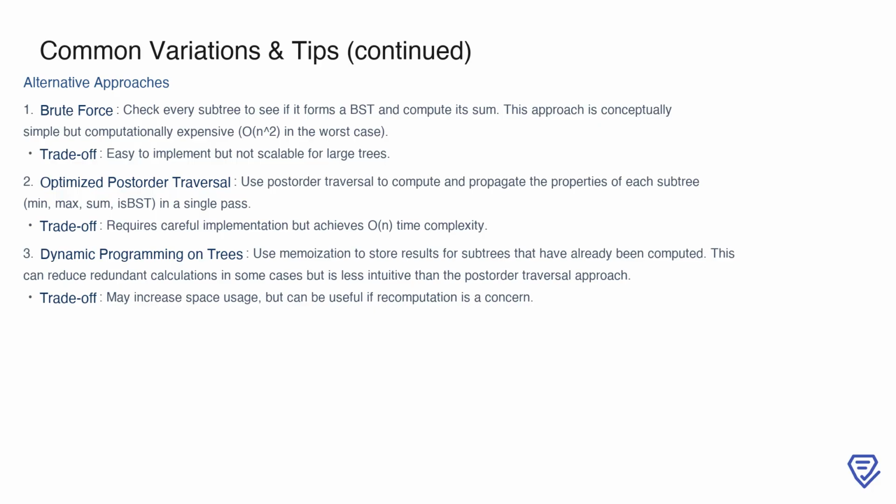Another alternative is dynamic programming on trees, where you use memoization to store the results of already computed subtrees. While this can help eliminate redundant calculations in some scenarios, it is less intuitive than the post-order traversal approach and may increase space usage. Each of these methods has its own trade-offs, so understanding their strengths and limitations is key to choosing the right approach for the given constraints.